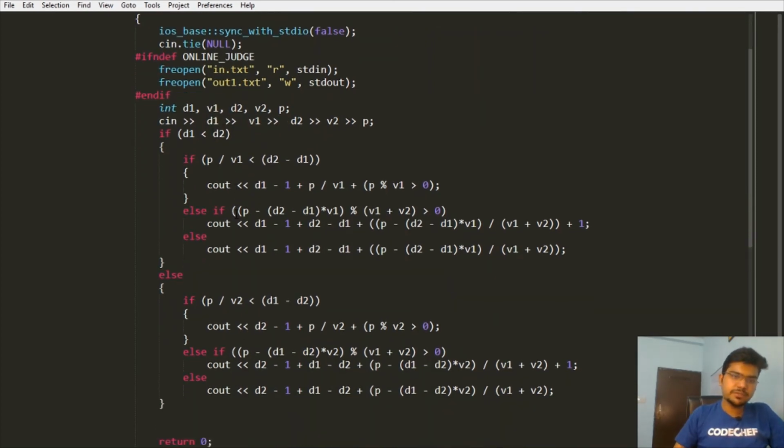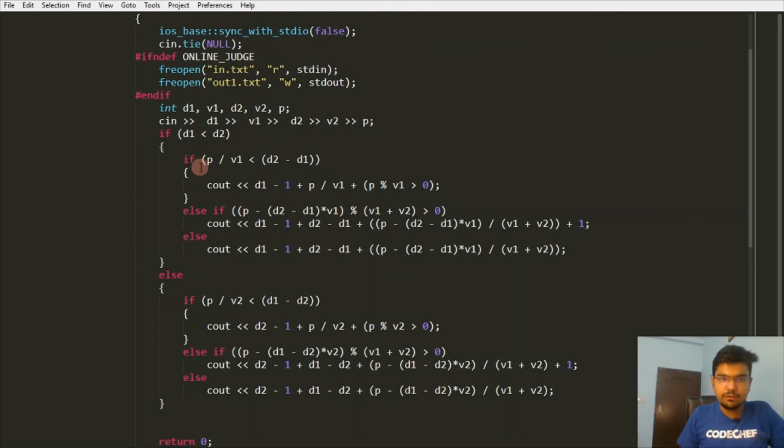So as we have discussed in the problem, if D1 is less than D2, then we'll use that particular formula that we formulated in the approach, right? There is a check that I cleared in the point of conflict, that if we are able to meet the total number of vaccines before another company starts, then we'll need to apply that check.